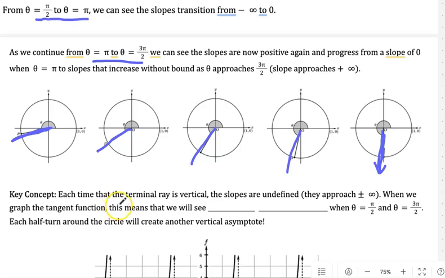So each time the terminal ray is vertical, whether it's on the positive or negative y-axis, the slope of that line is undefined, and it approaches either positive or negative infinity depending on whether the terminal ray has a positive or negative slope. That means that when we graph the tangent function, we are going to see vertical asymptotes when theta is both pi over 2 and 3 pi over 2, and in fact when theta is any odd multiple of pi over 2.